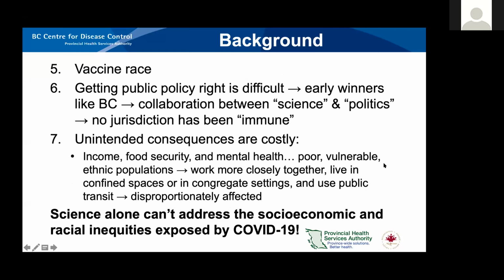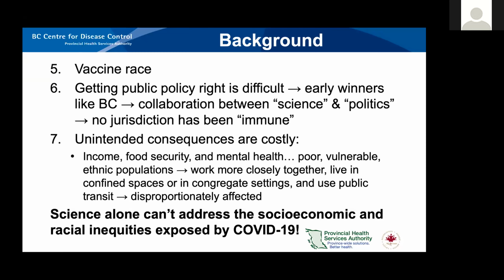We know that we're in a vaccine race, and I'll talk about that. What you see is the challenges in getting public policy correct. It's difficult. And BC was an early winner, and that typically involves a collaboration between science and politics. But no jurisdiction has been immune to this virus, depending on the political stripes. The next important thing is the unintended consequences are costly.